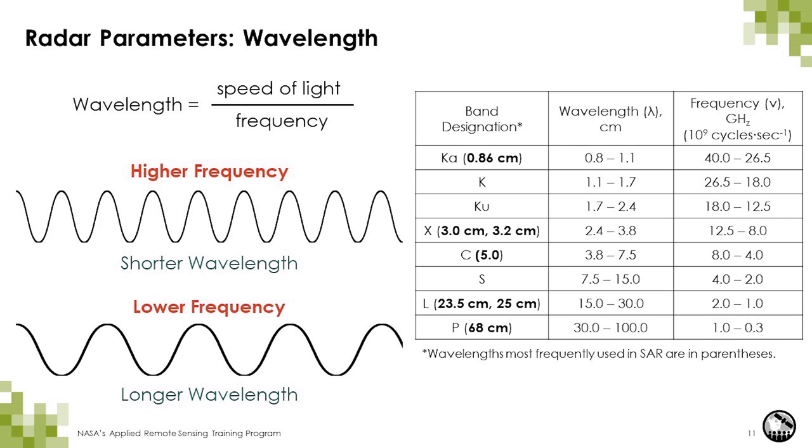Radar sensors operate at specific frequencies or at a specific frequency within that range. So if you hear of a sensor that operates at L band, for example, it means it operates at a specific frequency within the L band range. Note that a C band sensor typically has a wavelength of around 5 centimeters, while an L band sensor typically has a wavelength of around 24 centimeters and P band on the order of 68 centimeters. So this range in wavelengths between different bands is quite large.